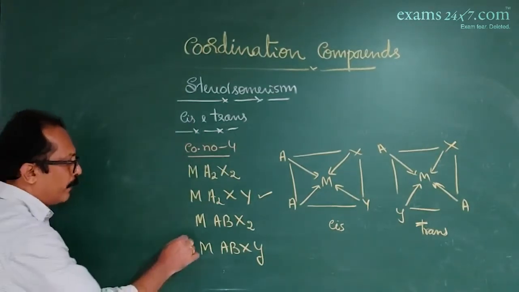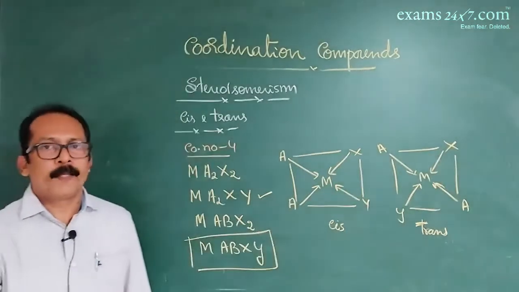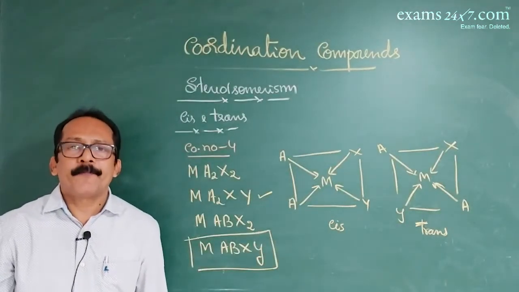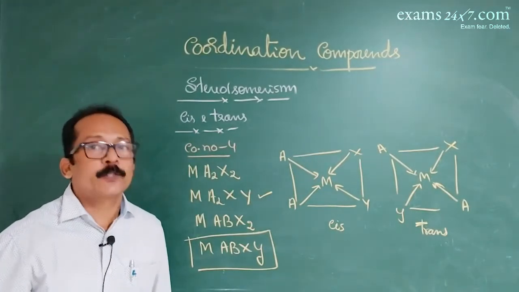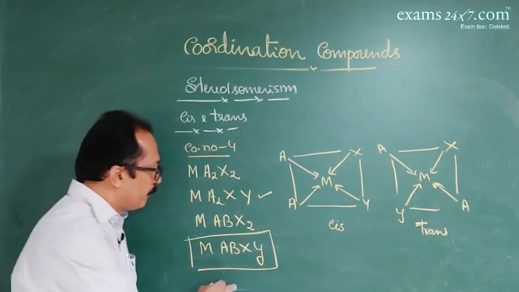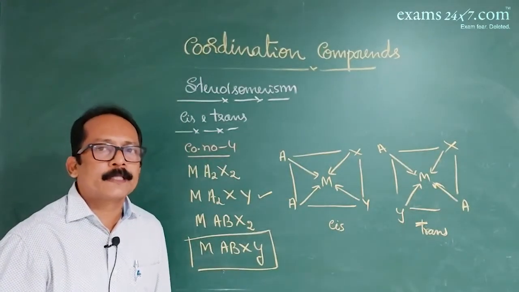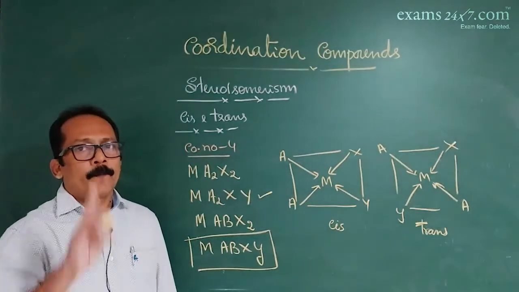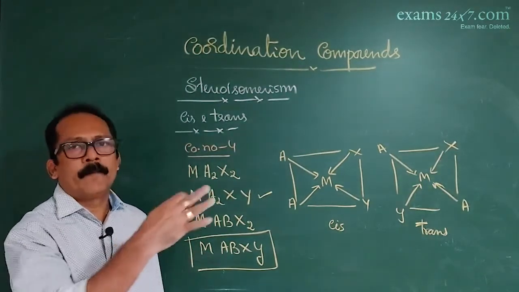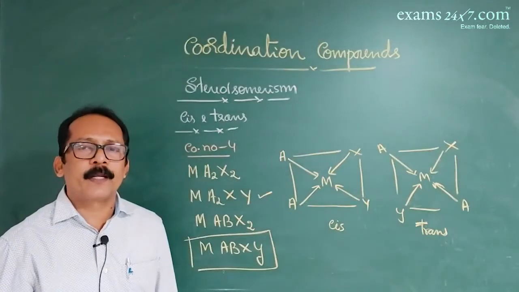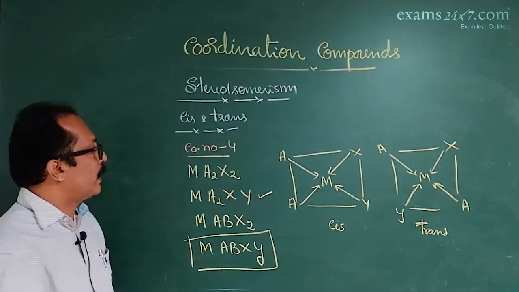Now, if you take this one, MABXY, there are 4 different ligands. By fixing the position of one ligand, you can write 3 isomers. So this kind of complex formula exhibits 3 isomers, where the position of one ligand is fixed, and by changing the position of the other ligands, we can write 3 isomers. Now, next, we will move on to coordination number 6.